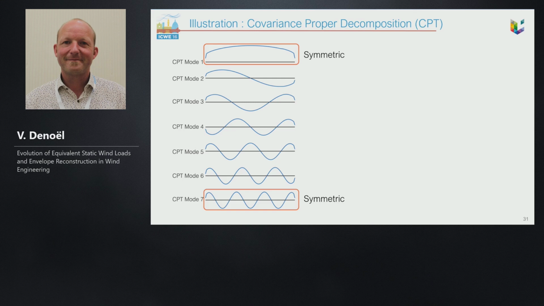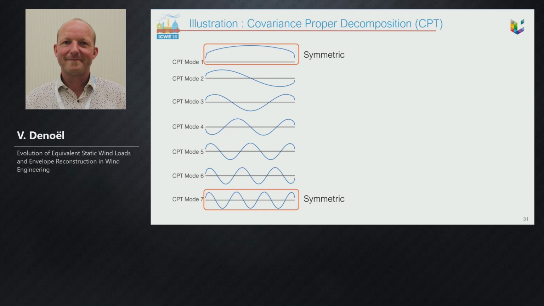The first one, because it is kind of constant across the whole length of the structure, and this is also quite similar to what we would have with a gust response factor. It's quite similar to the average value. So in order to save a bit of time, I will discuss with this one only.